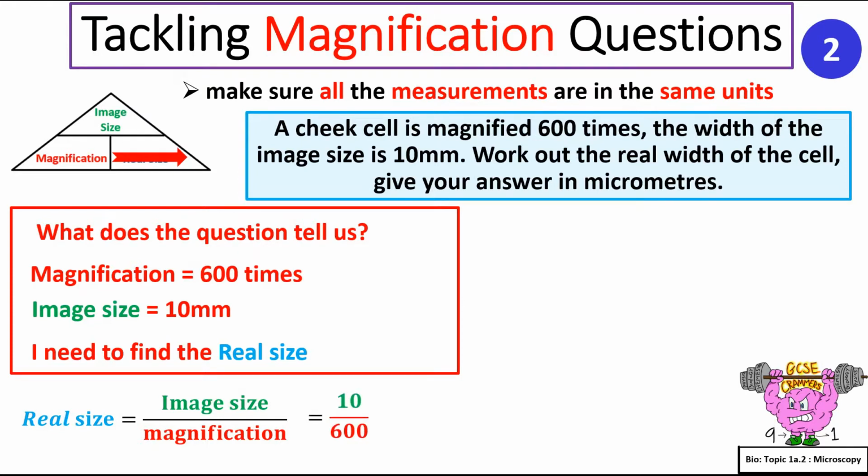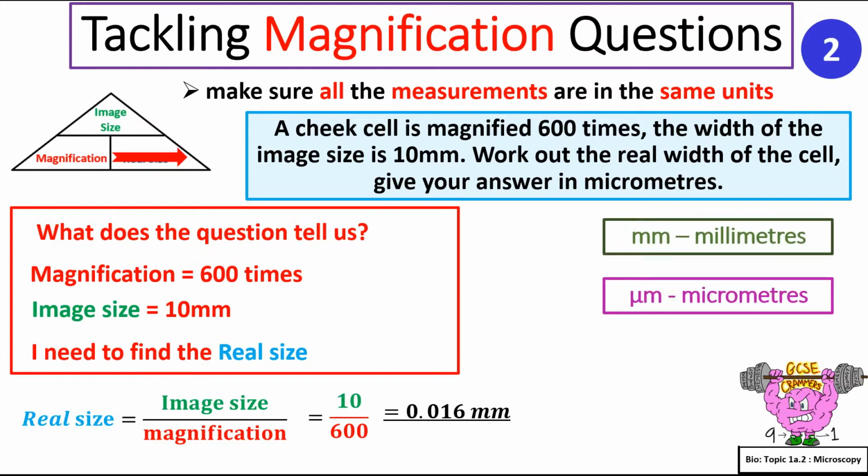Substitute the figures, image size 10 and magnification 600. Do the maths to get the answer. Real size equals 0.016 millimeters. The question asks for the answer in micrometers. We know that millimeters are bigger than micrometers. So multiply the answer 0.016 by 1000. Giving an answer of 16.6 micrometers.